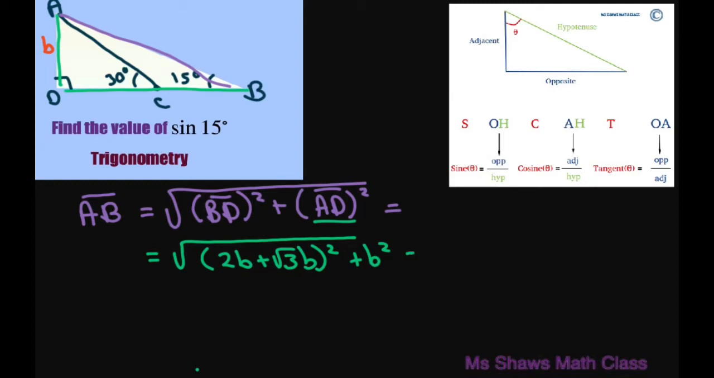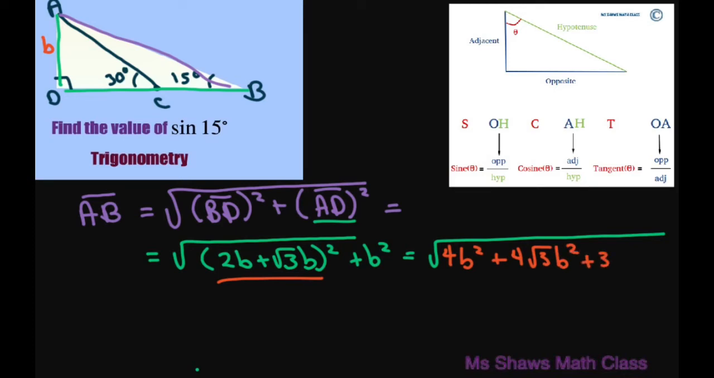Now, if I simplify this, I'm going to get the square root of, and I'm expanding this. So this is going to be 4B squared plus 4 square root of 3 B squared plus 3B squared plus B squared. All right, and then we can group this all together and write this as equal to the square root. I'm going to factor out a B squared.